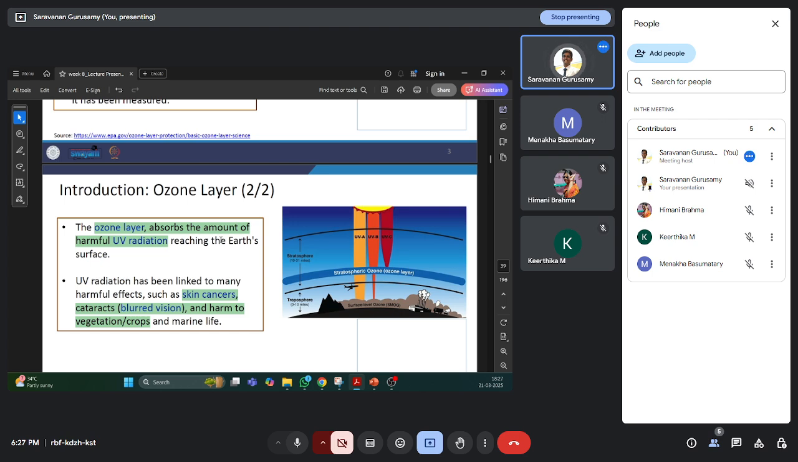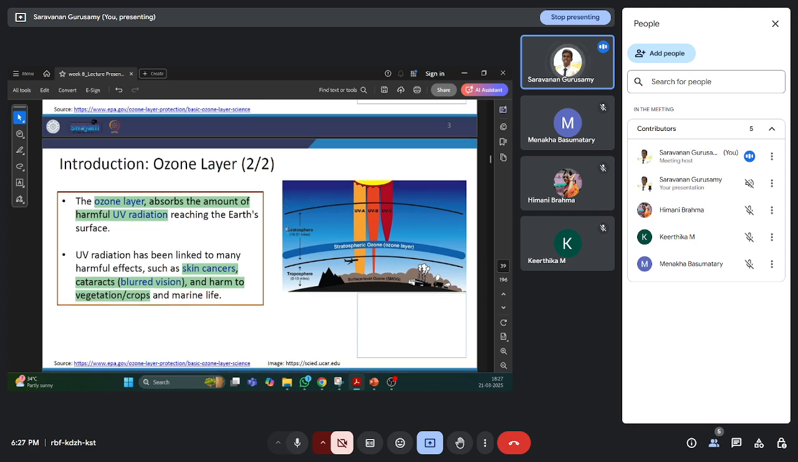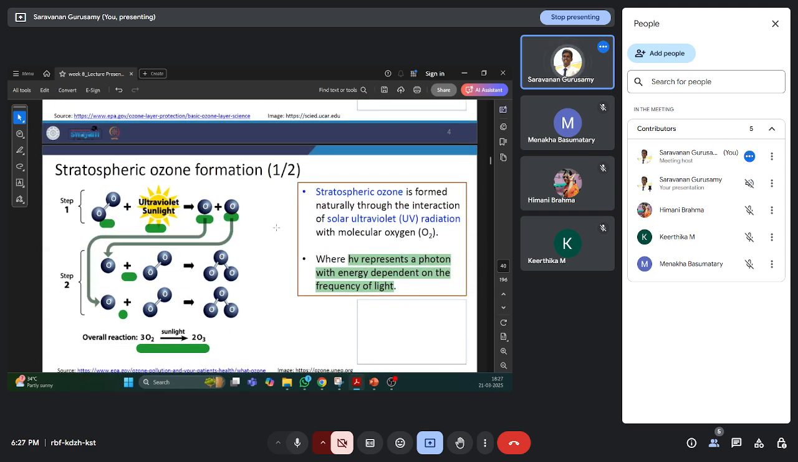UV radiation has been linked to many harmful effects. If it reaches the Earth's surface, it will cause skin cancer, cataracts in people, that is blurred vision, and harm to vegetation and crops, and also to marine life. So all this can be protected by the stratospheric ozone layer. Got it? How is it protecting?